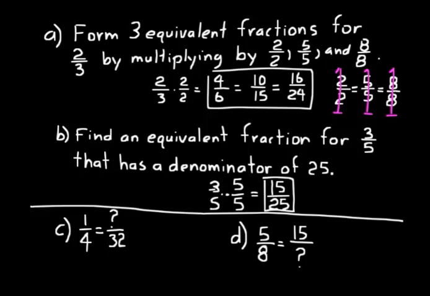On problem C, you just have to think about what would you multiply 4 by to get a denominator of 32? Well, that would be 8, right? So that means you need to multiply the numerator by 8 as well. And so the unknown value would have to be 8 on that problem. Now over on D, in order to get 15 in the numerator on the right side, you'd have to multiply by 3. 5 times 3 is 15. That means to get an equivalent fraction, the denominator also has to be multiplied by 3. So it's 8 times 3 is 24. 5/8 equals 15 24ths.